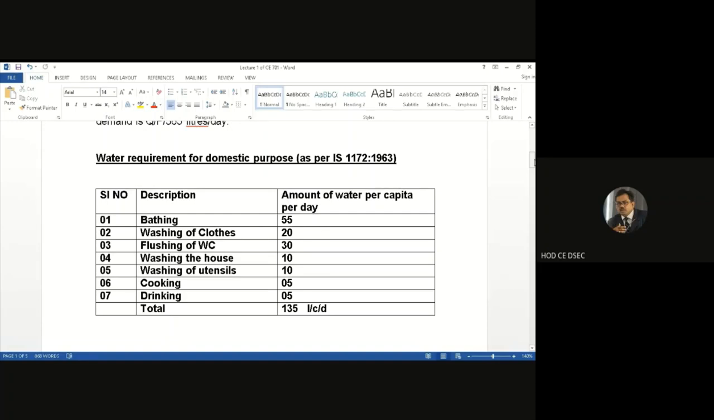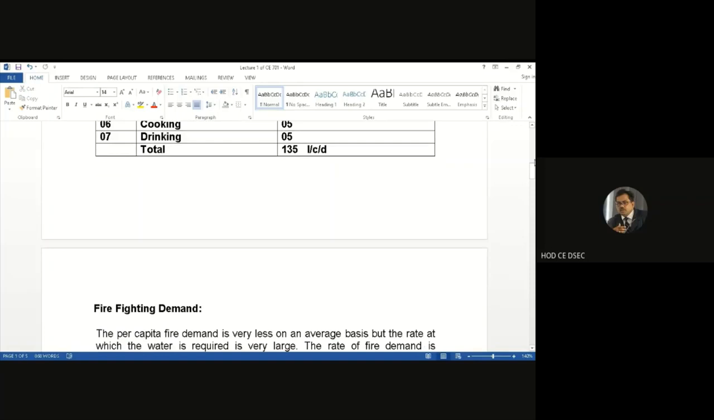So you can see the 135 liters per capita per day and its breakup, area wise, utility wise, in the domestic purpose. You can see the bathing requirement of water is very high, because when you bathe under the shower, you can feel how much water is wasted while bathing. So 55 liters per capita per day is the maximum consumption, in bathing, as we can see from this tabular chart.